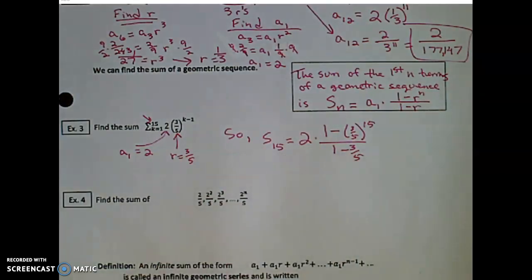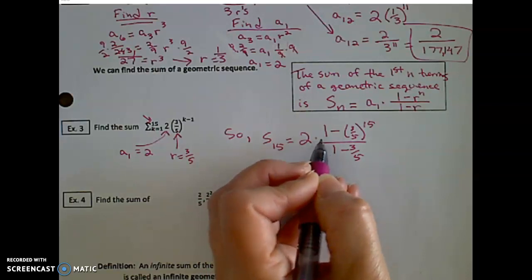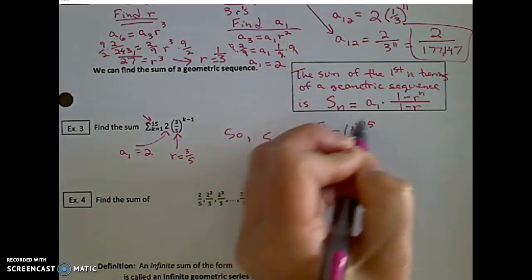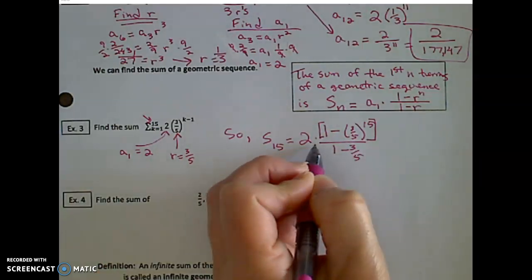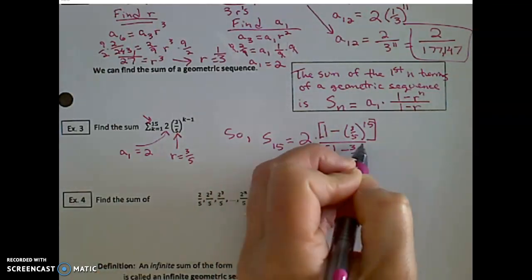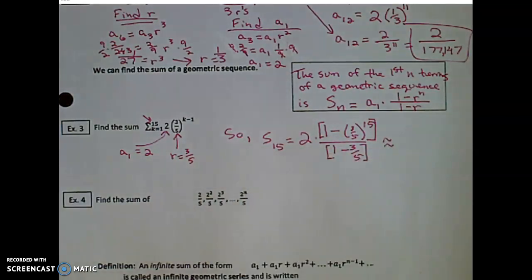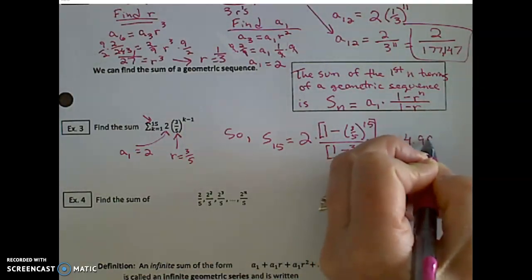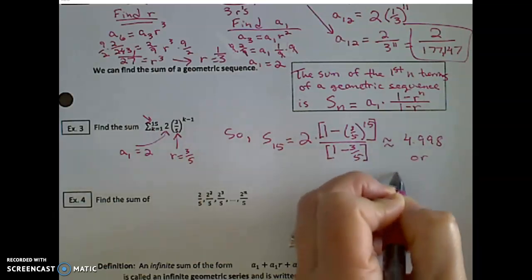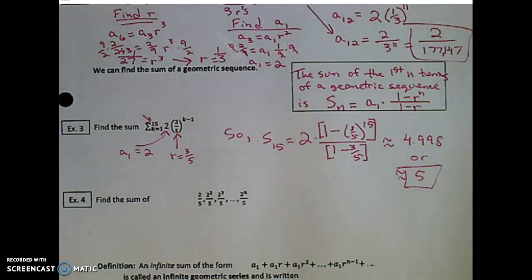Okay, that looks ridiculous, so I'm going to plug that into my calculator. Pick up your calculator. 2 times, you will need parentheses for the numerator, divided by, I would just put that in parentheses also. Plug that into your calculator and I get, pause and plug that in, I get 4.998, or about 5, the sum of those first 15 terms.